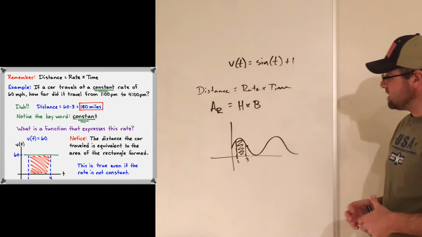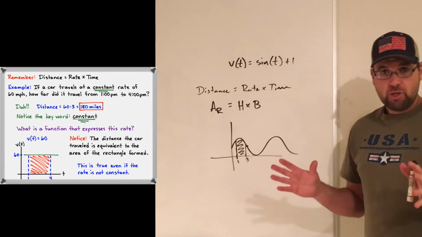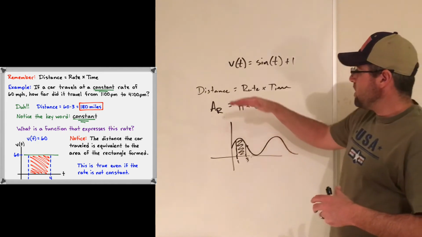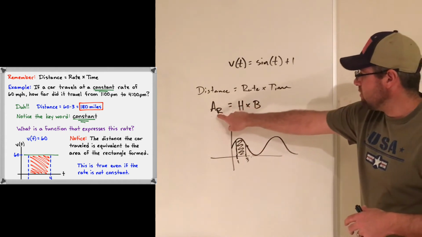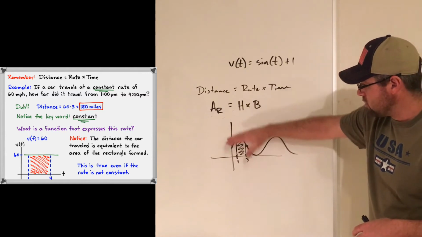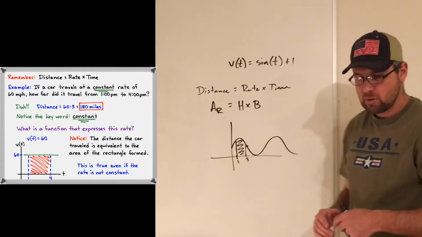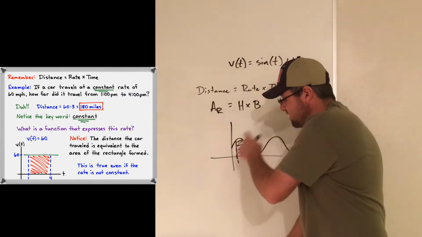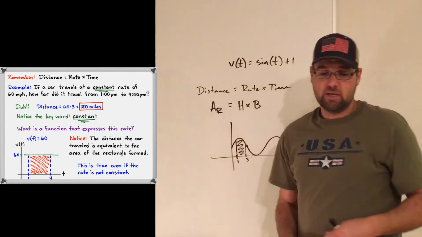You go, well, how does that make sense? We don't have a rectangle there. It's true that we don't have a rectangle, but the principle is still there. We can find the distance that was traveled by figuring out the area underneath the curve, bounded by the curve, the x-axis, and the time intervals. Okay, so that's kind of a cool thing. The big question then becomes, how do I find the area of that shape? Because it's not a rectangle, and that's where calculus is going to come in.